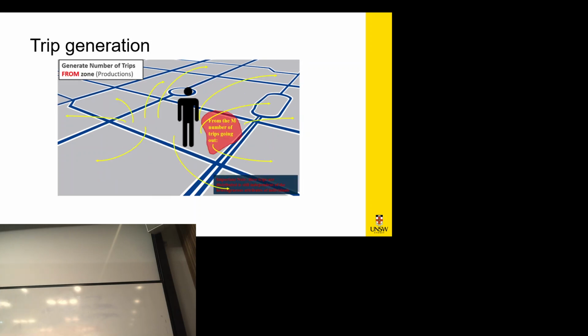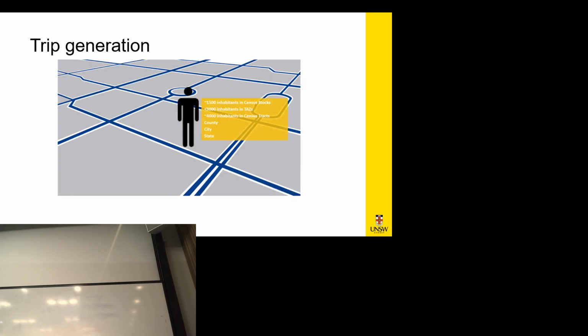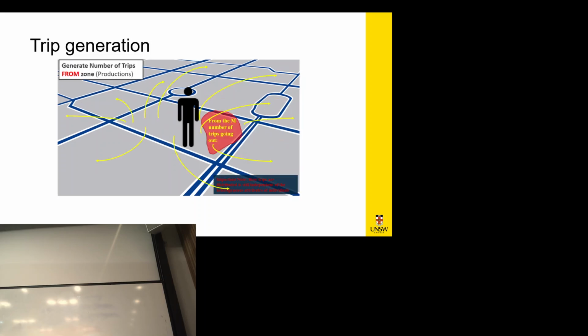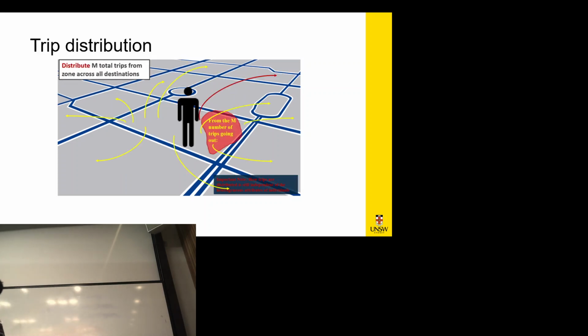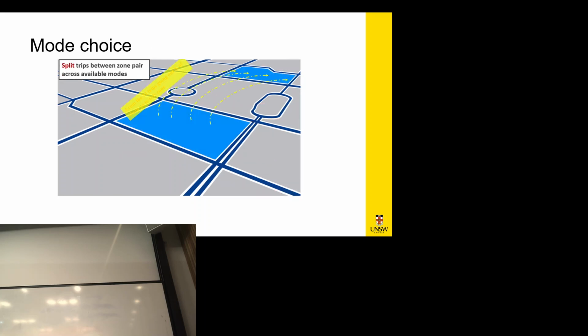So to and from each zone. How many trips? So we have this zone. So how many trips are we doing to and from each zone? Trip distribution is specifically where are they going, okay? Where do I need to go? Mode choice. So that's trip generation number 1. Trip distribution number 2. Mode choice.